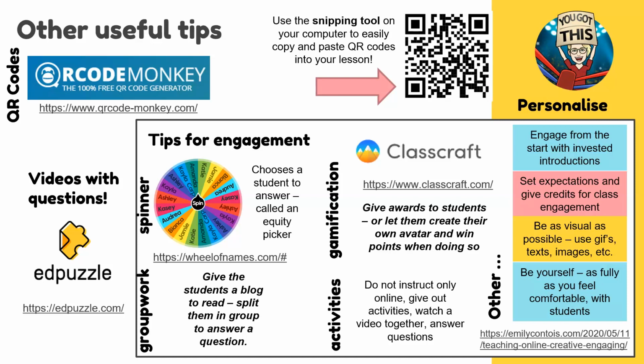Some other tips that I have for you for engagement is to use equity pickers. A type of equity picker that you can use is a spinner. If you're not sure what other equity pickers there are, then why don't you Google it? The internet has a variety of them, especially for educators like you. So the spinners work like this. You will type in your students' names into the spinner and then tell the students that you are going to ask a question, and the spinner will decide who needs to answer it. That makes everybody sit up straight and listen to you.